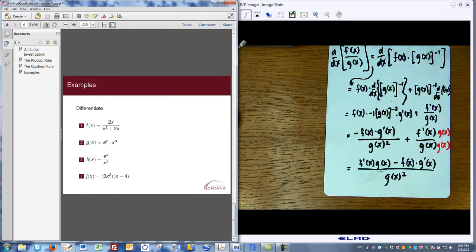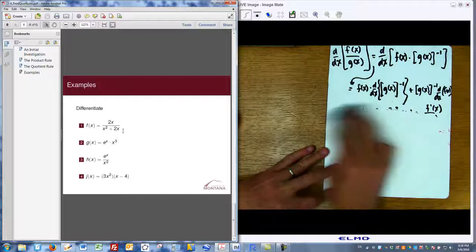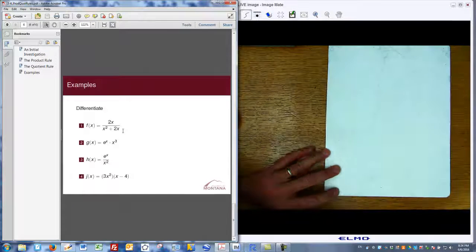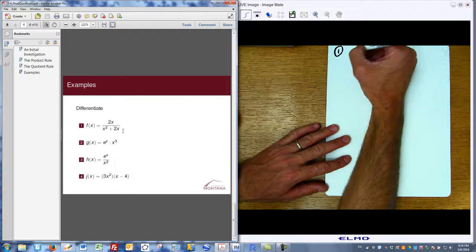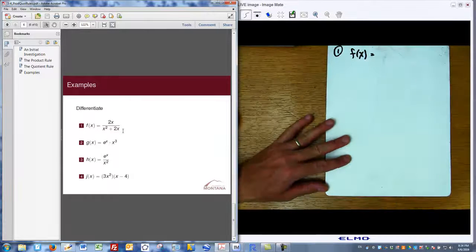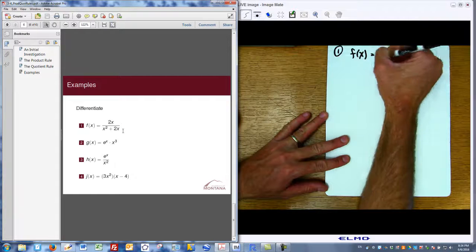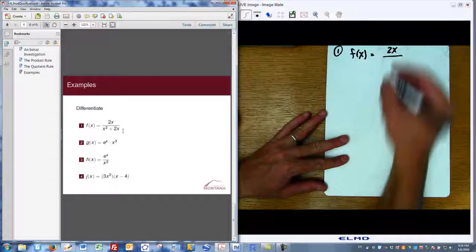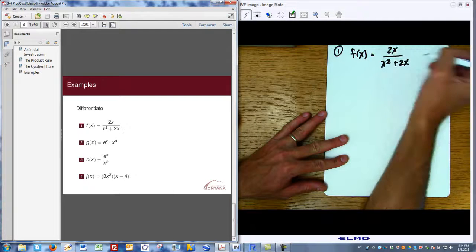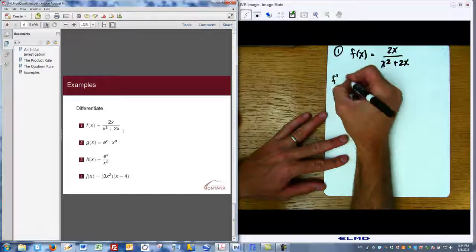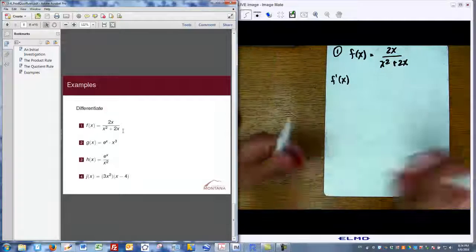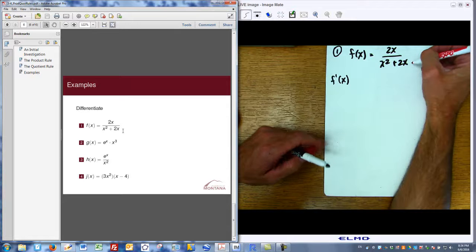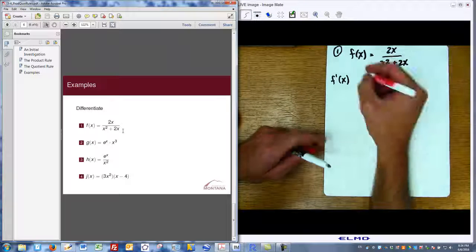All right, well, let's get to some examples. So let's take a look at differentiating some functions that are products and quotients. So let's take a look first at number 1. f of x is equal to 2x over x squared plus 2x. So f prime of x is going to be, this is a quotient, right? And so we think of this as the top function and the bottom function. So how would we do this?